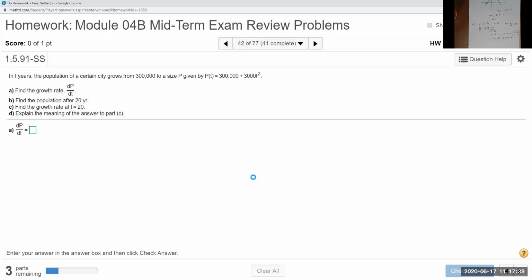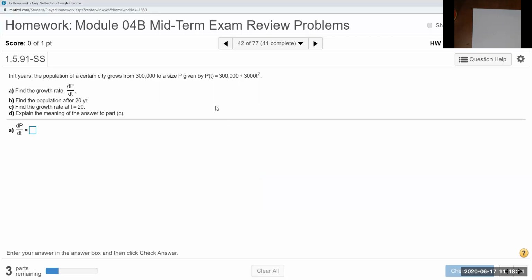Okay, this looks a little bit like a story problem kind of deal. In T years, the population of a certain city grows from 300,000 to a size P given by this equation. Find the growth rate, find the population after 20 years, find the growth rate. All right, so now we're taking some of the principles we've learned and applying them to a story problem.